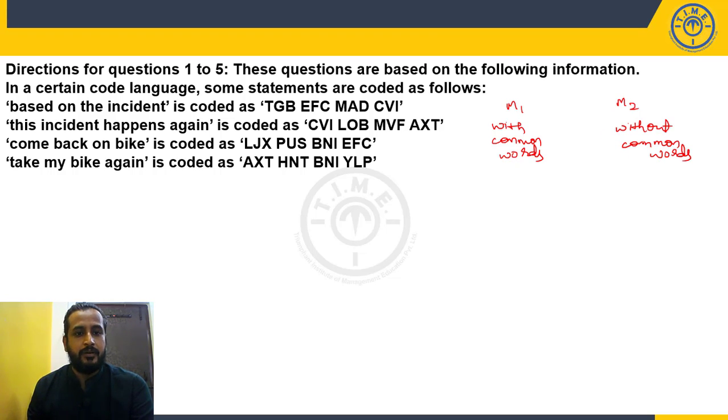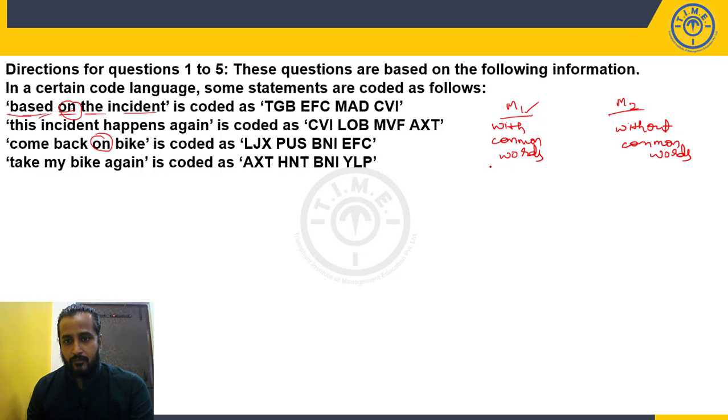It is very simple. You need to observe the given statements and the words which are given in the statements. Based, can you see anywhere? No. On, can you see anywhere? Yes. So if even one word is common, then it comes under with common words, model 1. If no such word is common in the given statements, then it comes under without common words.